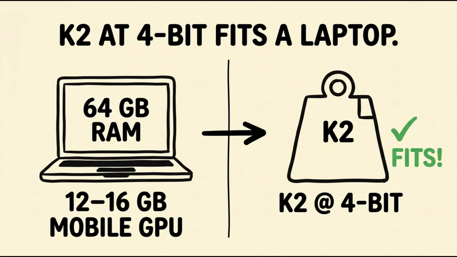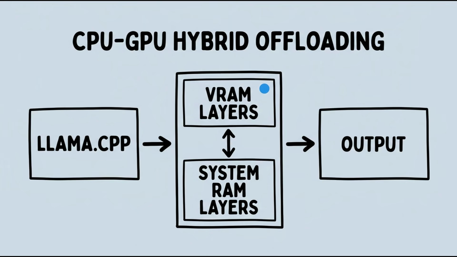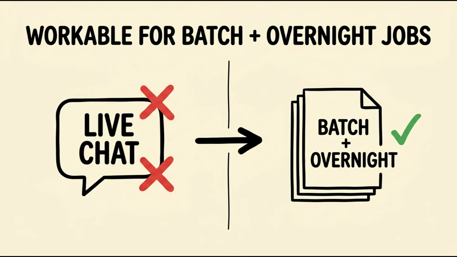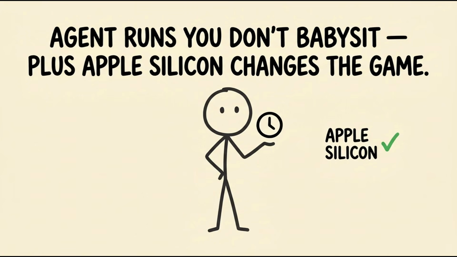Quantized down to 4-bit, K2 fits into 64 gigabytes of RAM on a laptop with a 12 to 16 gigabyte mobile GPU, using CPU-GPU hybrid offloading, where llama.cpp splits layers between VRAM and system memory. You'll get 2 to 8 tokens per second. That's slow for a live conversation, genuinely sluggish, but perfectly workable for batch jobs, overnight document processing, agent runs you don't need to babysit in real time.